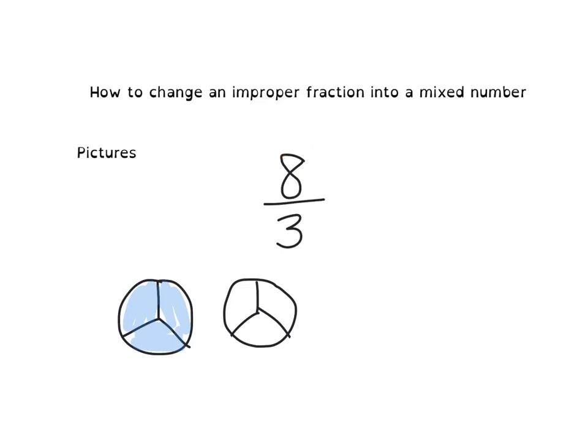So now I'm going to keep coloring in. I've colored in 3 over here so far. Here comes 4, 5, 6. I still haven't colored in my 8, so now I'm going to have to draw another one, still cutting it into 3 slices. And let's see, to make 8, I've got 1, 2, 3, 4, 5, 6. I need to color in 7 and 8.